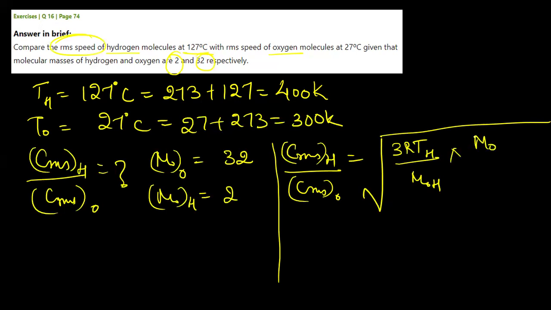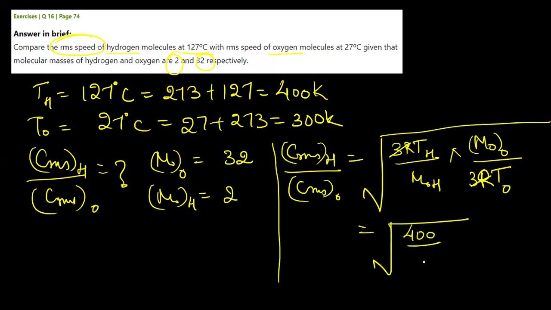I'm avoiding one step over here, no need to write that. I hope you all understand what I have done. I have just reversed the denominator in the under root, 3RT of oxygen. 3R cancels. Just substitute the values. Temperature of hydrogen is 400, divided by molecular mass of hydrogen, which is 2, multiplied by molecular mass of oxygen, which is 32, divided by temperature, which is 300.